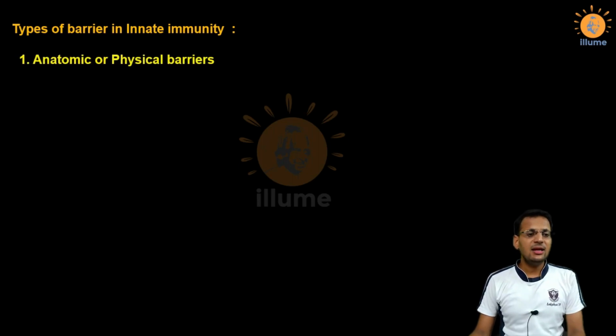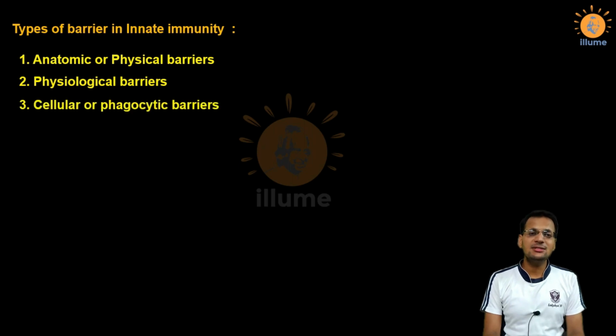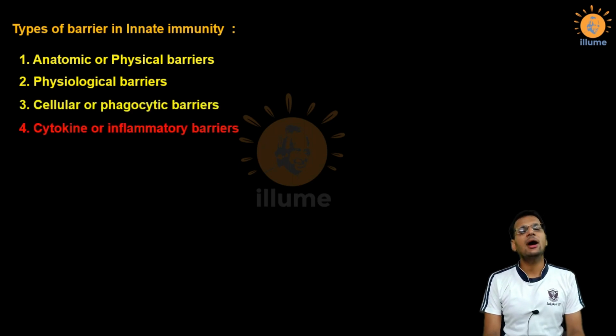See, in the last lecture I talked about some barriers of the innate immunity, which included anatomic or physical barriers, physiological barriers, cellular or phagocytic barriers, and cytokine or inflammatory barriers. These are four basic barriers in innate immunity. In the last video we discussed the top three barriers, that is anatomic, physiological and cellular barrier. In this video I'll be having a discussion on cytokine or inflammatory barriers.